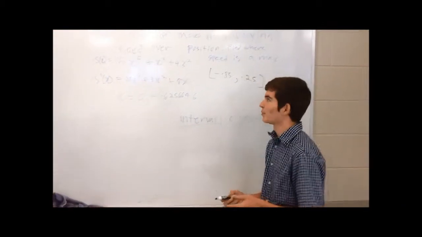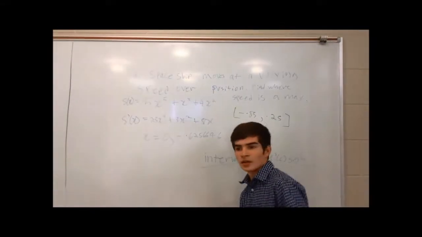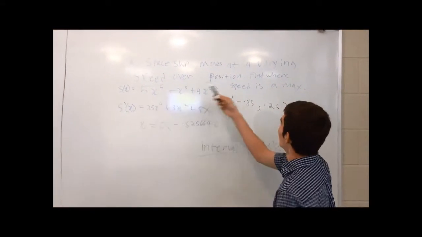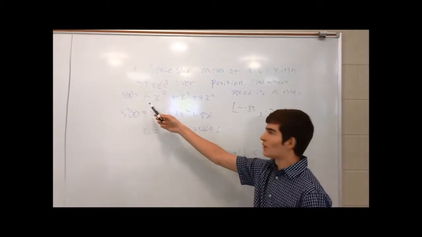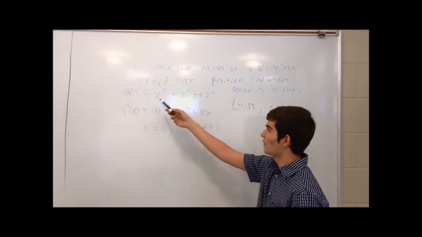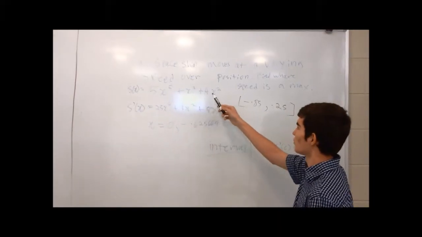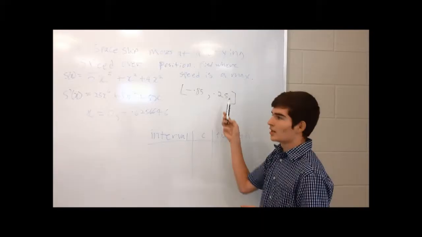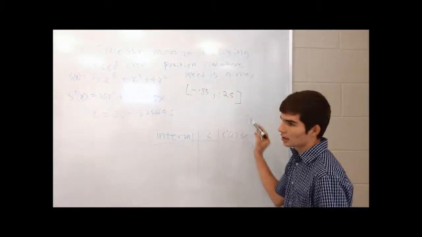First derivative test has many applications in real life. Let's take, for example, a spaceship moving on a varying speed over position. The position is given by this function right here, 5x to the 5th plus x to the 3rd plus 4x squared. And what we're going to want to do is find where speed is at a max on this interval right here.